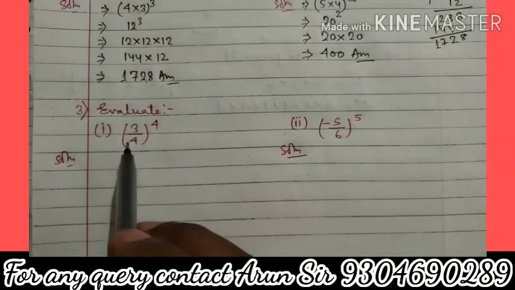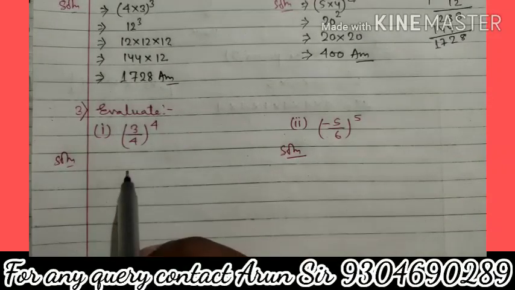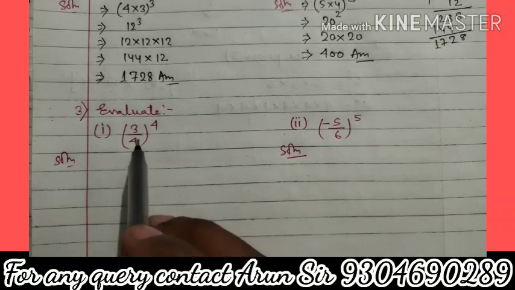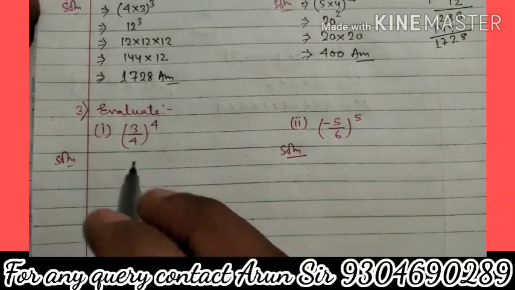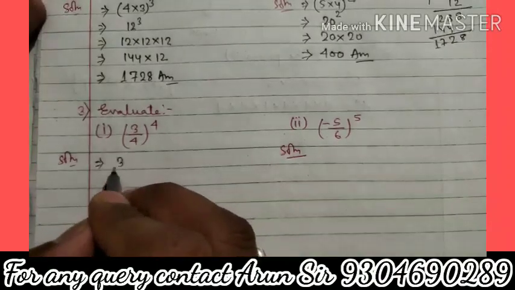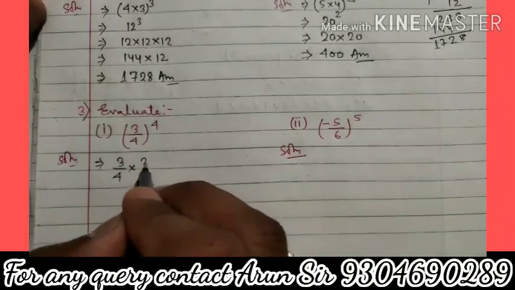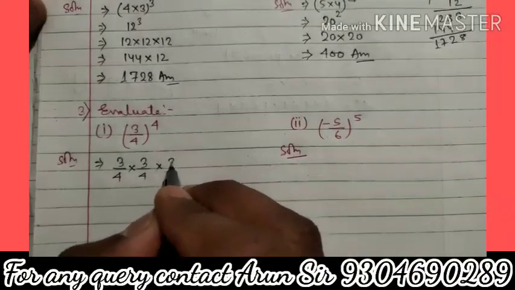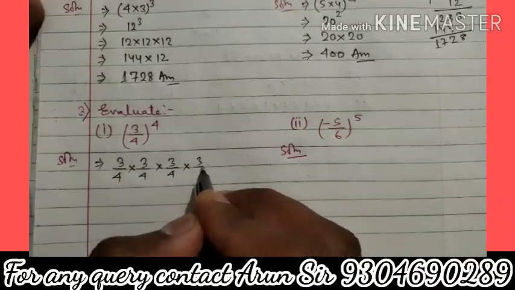Next question number 3 is also saying evaluate. It means we have to find the value. The question is given in fraction form: 3 by 4 whole to the power 4. How we will write? 3 by 4 will be multiplied 4 times. Since the power is 4, it will be multiplied 4 times.